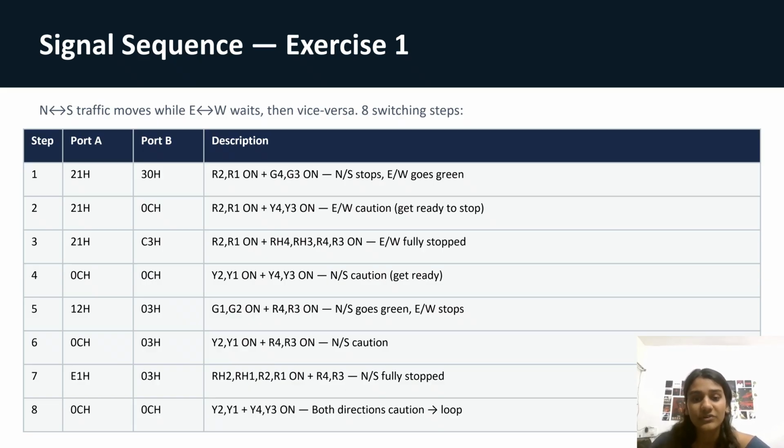In the system, traffic is controlled in two directions, north-south and east-west. At any time, one direction moves while the other waits, and then they alternate.